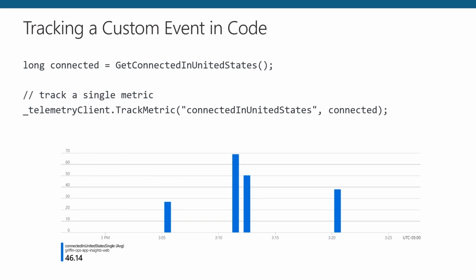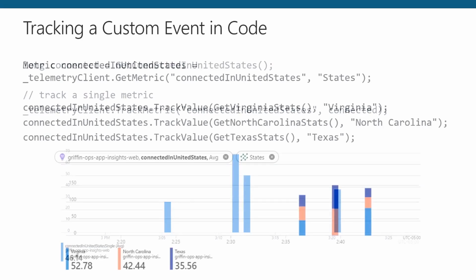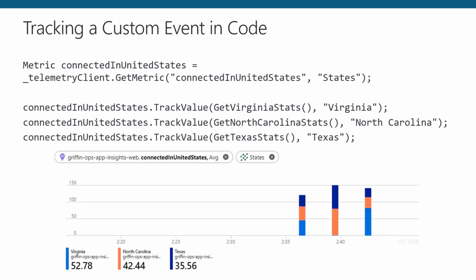These examples might make more sense with code, so let's run through both examples as though we were building out the tracking infrastructure with the Application Insights SDK. In this example, we're gathering a metric called connected in the United States, and it's passing an integer collected from another part of the application. Application Insights will aggregate these metrics across all the instances of your application and present them to you in graphs and log analytics.